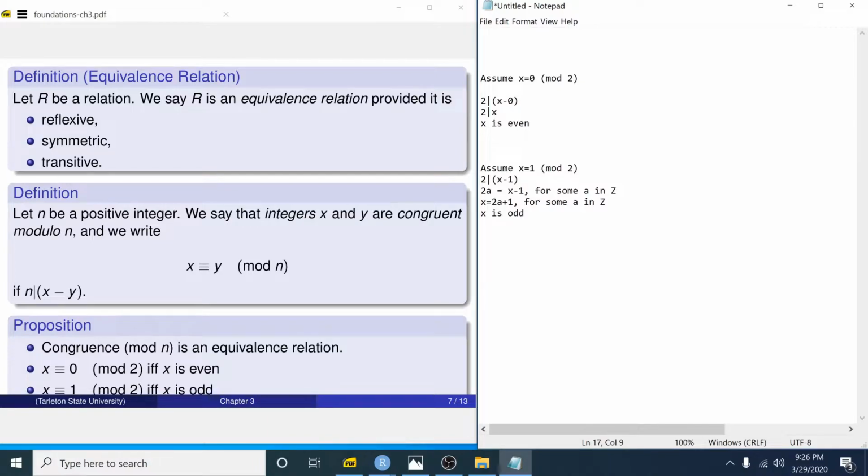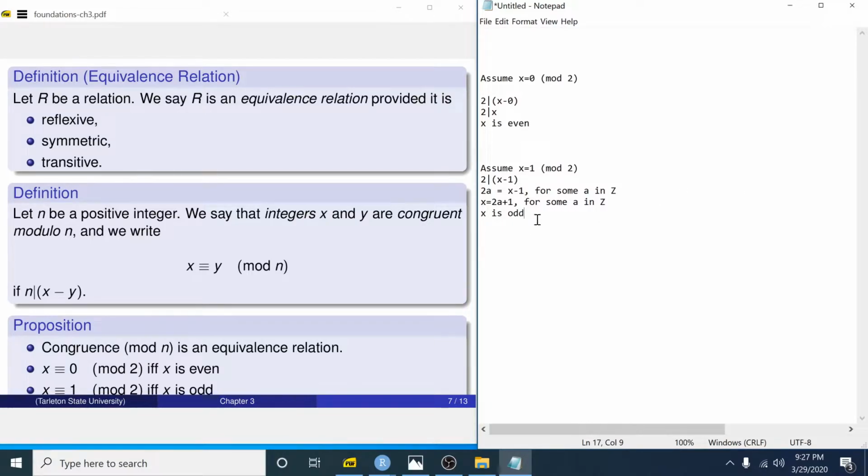So basically, that just shows that if x is congruent to 0 mod 2, then x is even. If x is congruent to 1 mod 2, x is odd. Because these are if and only if statements, you would technically need to go in the other direction as well. I'm just going to omit that because we have a lot to cover for today's video, but in principle, that's what you would have to do.